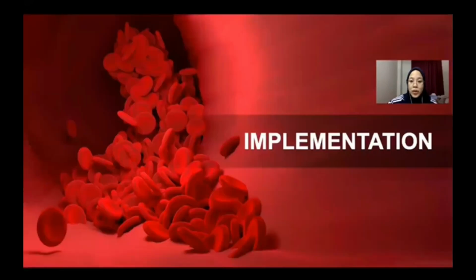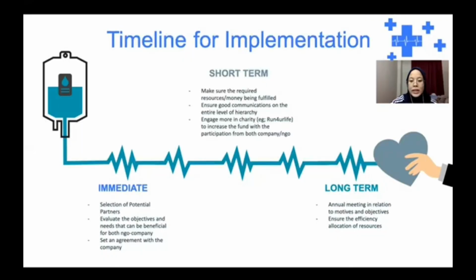Lastly, we're moving forward to implementation. For the implementation, what the NGO can do after choosing this decision is start to do research on the company, either the pharmacy or private hospital, to be selected before proposing to them. The NGO also should evaluate the objectives and needs that can be beneficial for both the NGO and the company, which means the agreement that will be signed needs to be agreed by both parties.